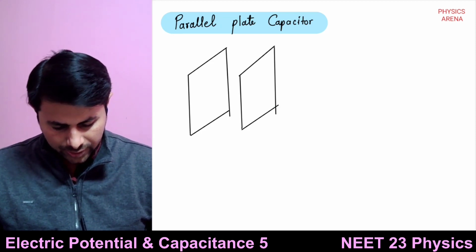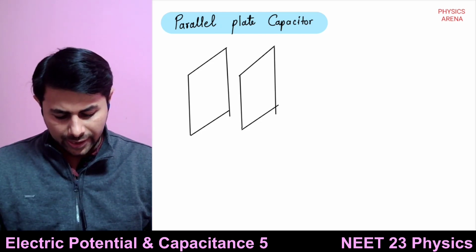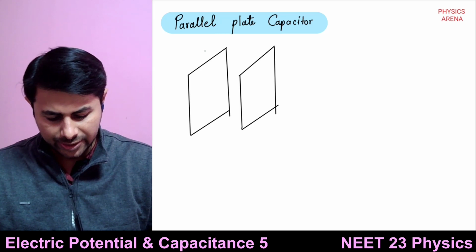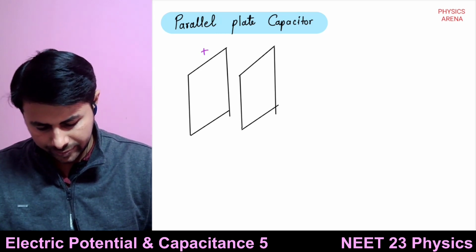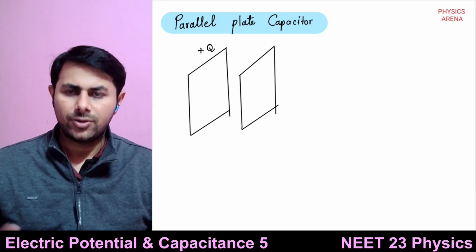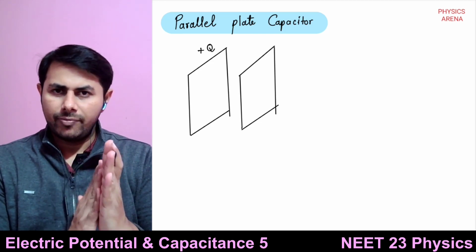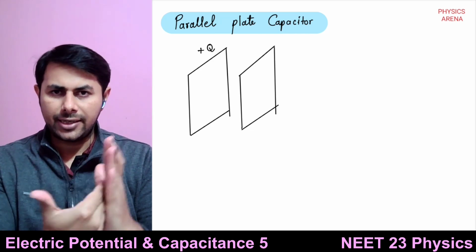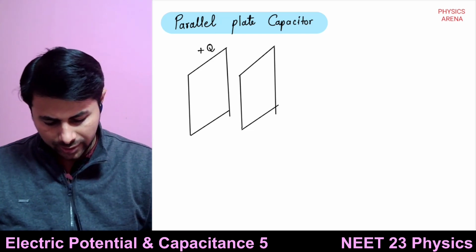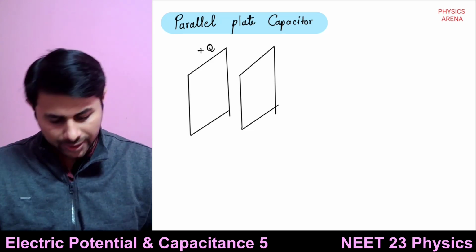So now see, what will happen if you keep two plates like this and some positive charge is deposited on the first plate? Let's call it plus Q. So if you have plus Q charge on one plate, then minus Q charge will get induced on this side of the other plate, and on the other side you will have plus Q charge.